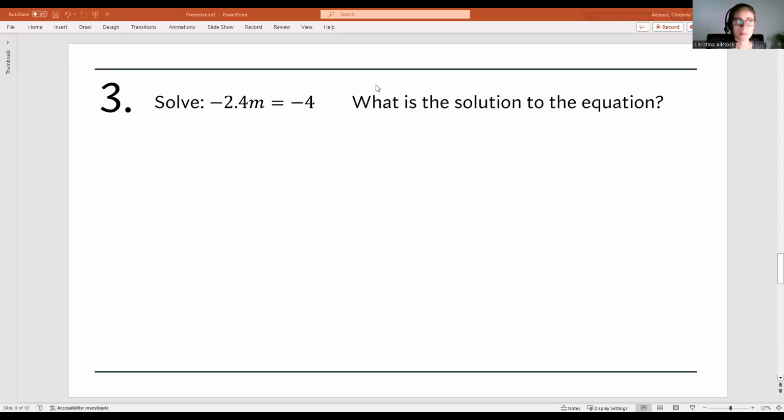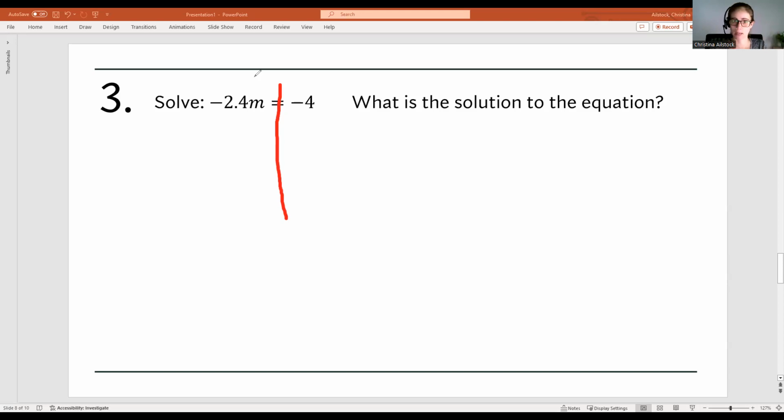All right, problem 3. Solve negative 2 4/10 m equals negative 4. What's our solution? Another way of saying what's our answer. This one looks a little tricky because I'm not quite sure what's going on here. Well, remember that our goal is to get our variable by itself. So in this case, the m. So in order to do that, we need to do the inverse. It's important for us to know what's going on between that negative 2.4 and the m.